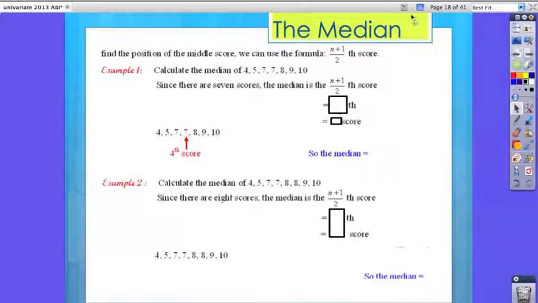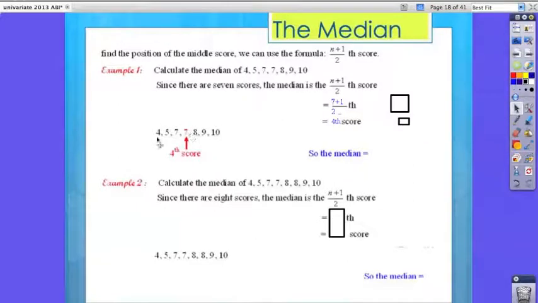So if we have a look at our first example here, we've got 7 results. To calculate the median, our formula is we take the number of results, so 7 plus 1, and then we divide it by 2. So 7 plus 1 is 8, and if we divide it by 2, that gives us a result of 4. So the fourth score in our data will be the median.